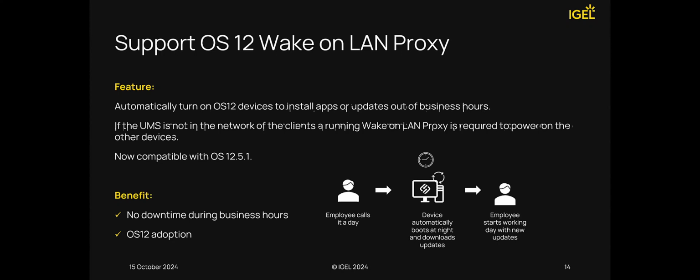If everything is in the company network, you don't have any issue here. If they are not in the same network, so the device and the UMS, you need the Wake on LAN proxy, and that's now possible with UMS 12.6 and with the compatible OS version 12.5.1. So you can configure the Wake on LAN proxy, and then you can send the commands or set up a task job to wake them up during the night.